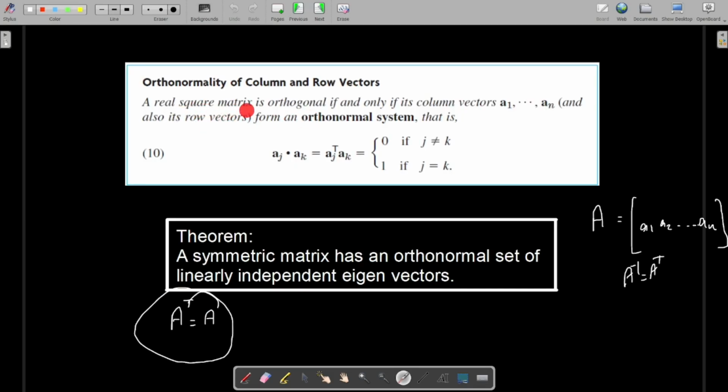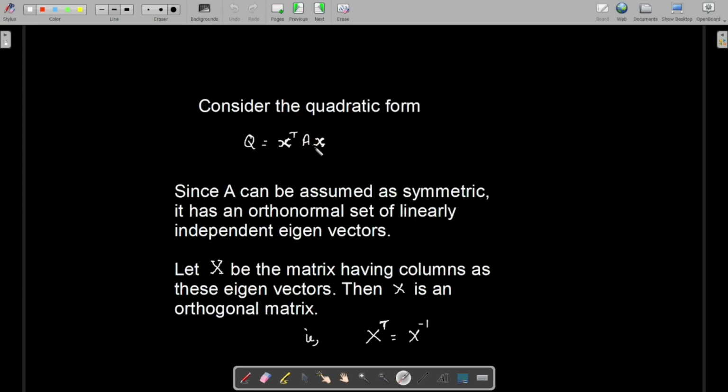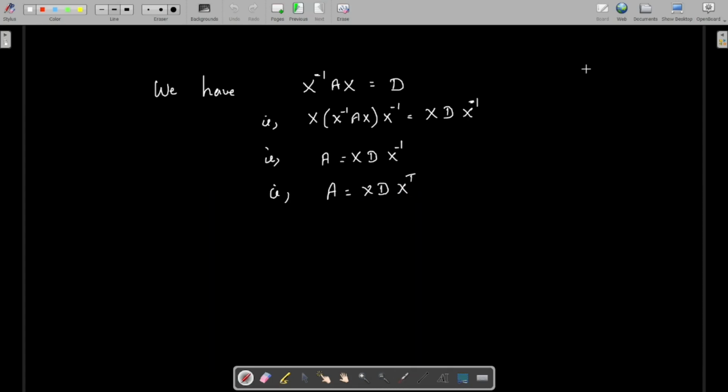If A is a real square matrix, then it is orthogonal if and only if its column vectors form an orthonormal system. Here capital A has an orthonormal set of linearly independent eigenvectors. Therefore capital X has columns that are eigenvectors, so X is an orthogonal matrix. Orthogonal matrix means X transpose equals X inverse. Now remember, capital A is a matrix and capital X is a matrix with columns as the eigenvectors of A. So you know the result: X inverse AX must be a diagonal matrix having the eigenvalues of capital A as diagonal elements.